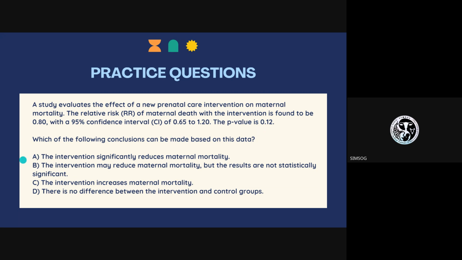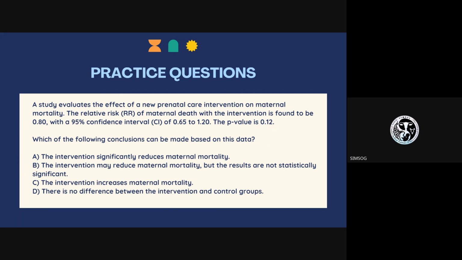The intervention significantly reduces mortality. I don't think so, because the values are not significant. It is showing a relative risk lesser, so the intervention is somewhat showing a reduction in maternal death. However, the p-value is not significant, so the results are not significant. So we cannot say it significantly reduces. Second statement, the intervention may reduce maternal mortality, but the results are not significant. I guess this is exactly what we discussed, right? So B is the correct answer.